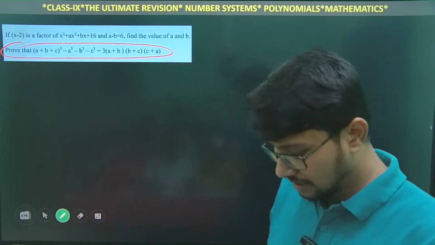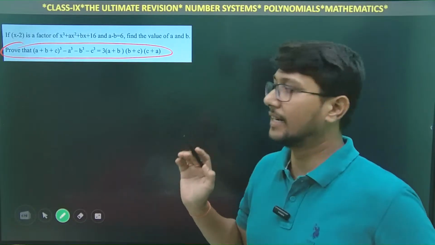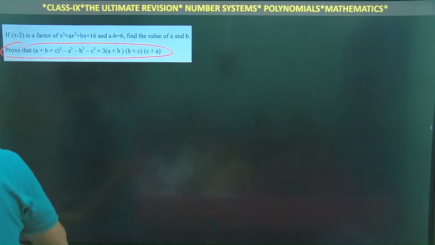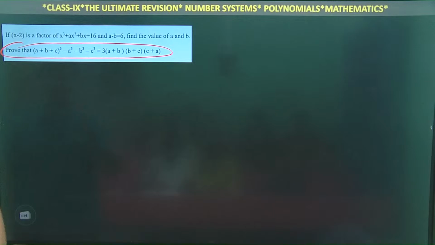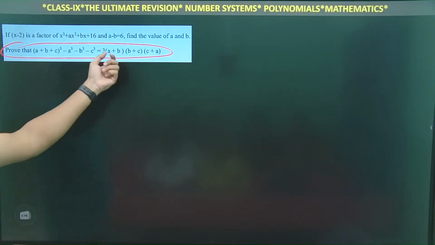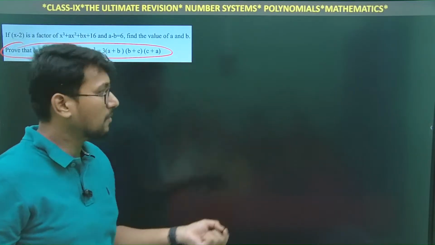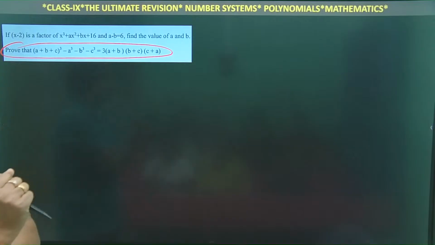Okay, let us solve that. Get ready. Now check. The question is visible, right, everyone? So the question is: a plus b plus c whole cube minus a cube minus b cube minus c cube equals 3 into a plus b whole multiplied by b plus c whole multiplied by c plus a.